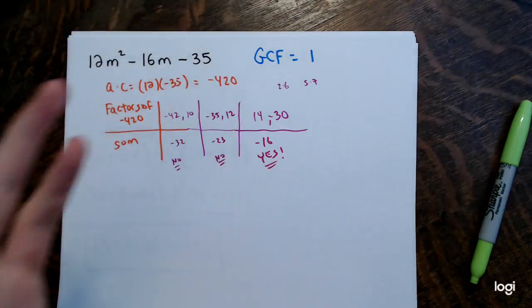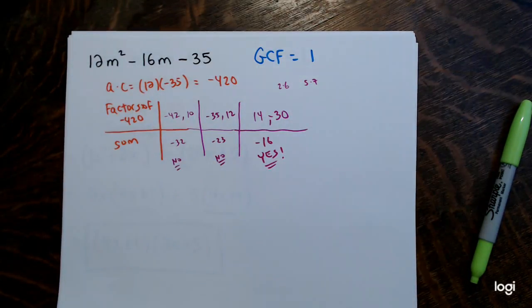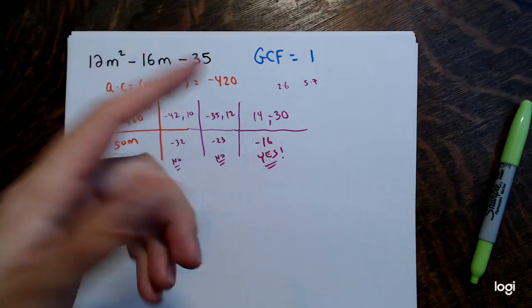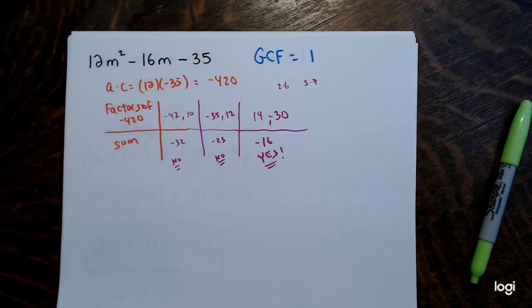So again, that's not easy to do when the numbers are larger. I'd say maybe go in order. Start at 1 and work your way up until you get to 14, which goes into 420, and then you'll see it. Maybe that might take a while, but it's still doable.